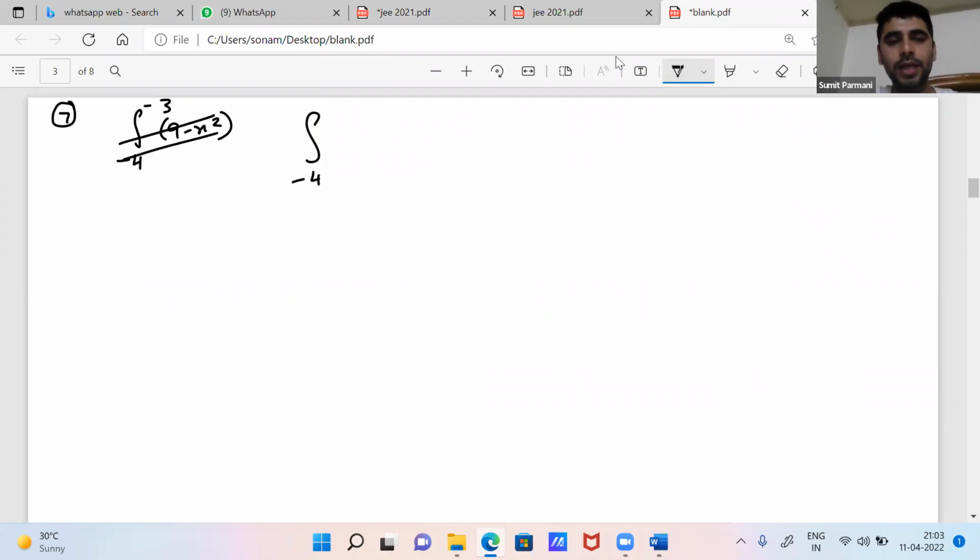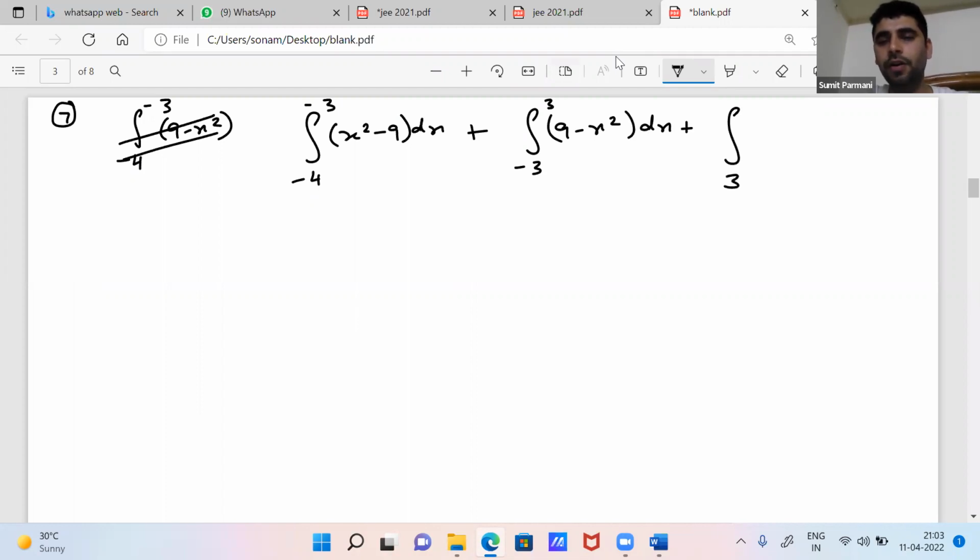From -4 to -3 we have x² − 9 dx, plus from -3 to 3 it is 9 − x² dx, plus from 3 to 4 it is x² − 9 dx. Okay, now do the integration.